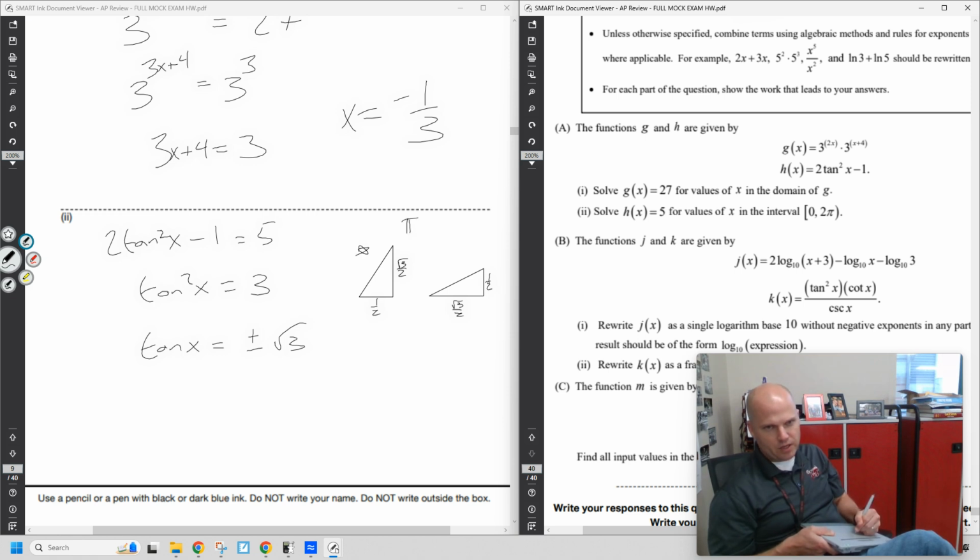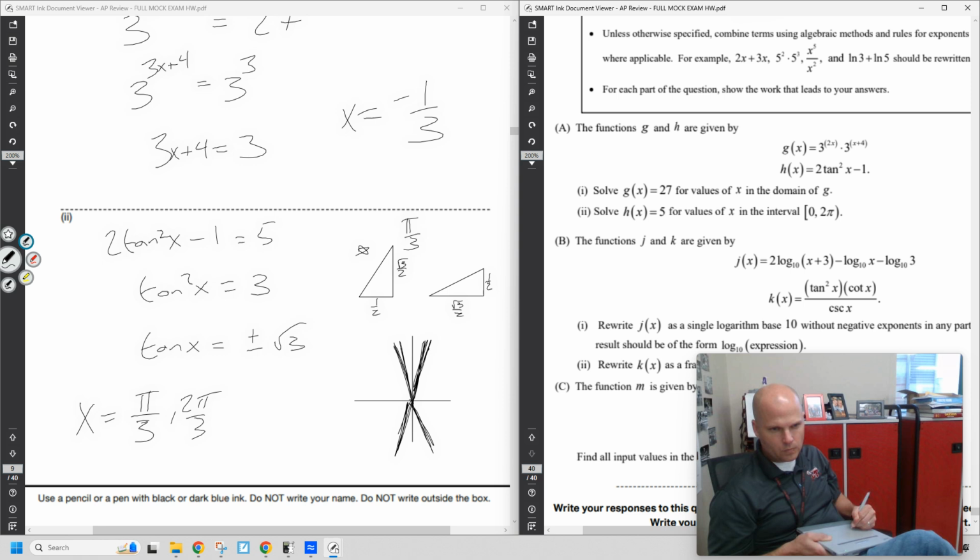This winning triangle is my tall 30, 60, 90 triangle, which occurs at the pi over 3s. And the pi over 3s in all of the quadrants where tangent is positive or negative. So that's 1 pi over 3, 2 pi over 3. Don't say 3 pi over 3. 4 pi over 3, and 5 pi over 3.